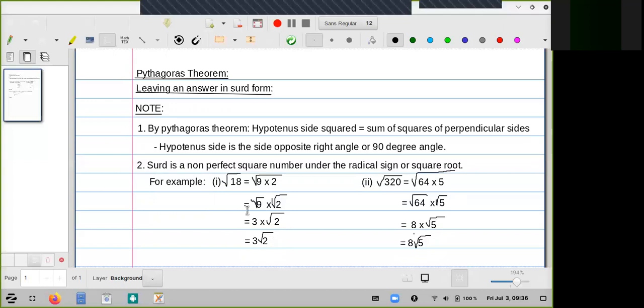That's in short, the square root of 18 is equal to 3 square root of 2. Then we do the same for 320. The square root of 320 on its own is not a perfect square, but it has a factor which is a perfect square, and the other factor is not a perfect square. So the perfect square that is in 320 is 64. So we can express 320 by using factors of 64 multiplied by 5.